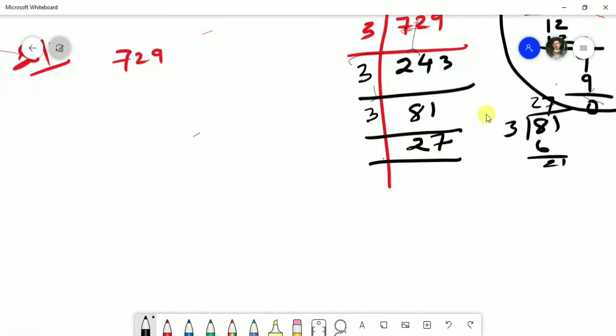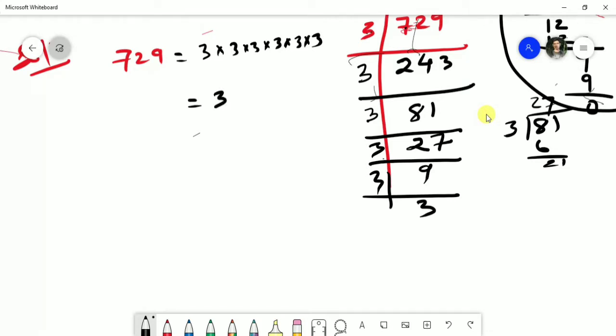Again, 27 is divisible by 3. We know that 3 9s are 27. So again 3 3s are 9. So we can see how many 3s we got: 1, 2, 3, 4, 5, 6. So I can write 3 into 3 into 3. I'm just showing you this one. 4, 5 and 6. In short, I can write 3 power 6.